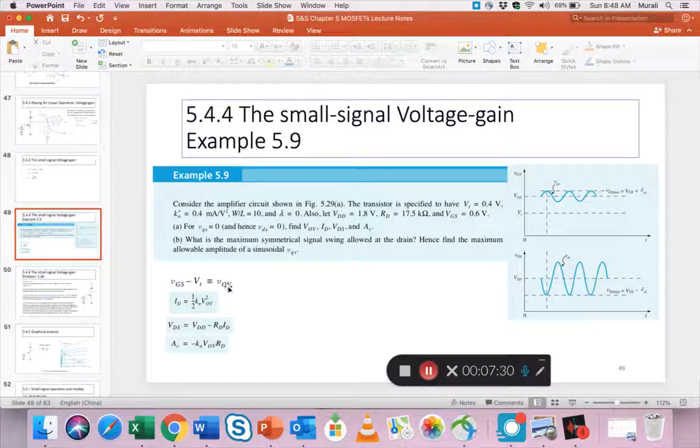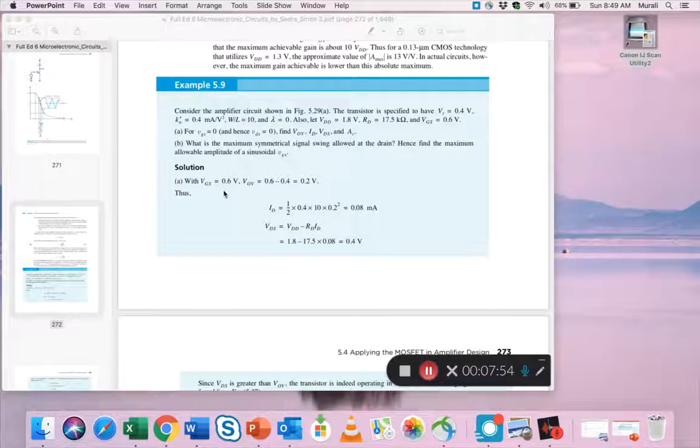So first of all, we need to find this over voltage, the overdrive voltage. Simplest formula is this. Secondly, we need ID, so that's the formula. Then we need VDS, so that's the formula, and AV, that's the formula. So we have 4 formulas and 4 calculations to be done. And so let me show you that he's done exactly that.